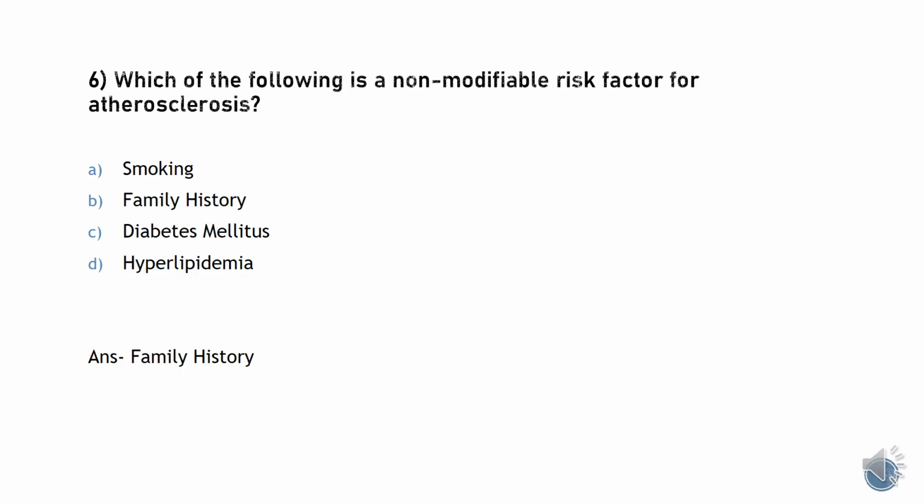Sixth question, which of the following is a non-modifiable risk factor for atherosclerosis? So the options are smoking, family history, diabetes mellitus, and hyperlipidemia. So the answer will be family history. Why? Because other factors like smoking, hyperlipidemia, they can be controlled or treated, and diabetes mellitus, it can also be controlled.